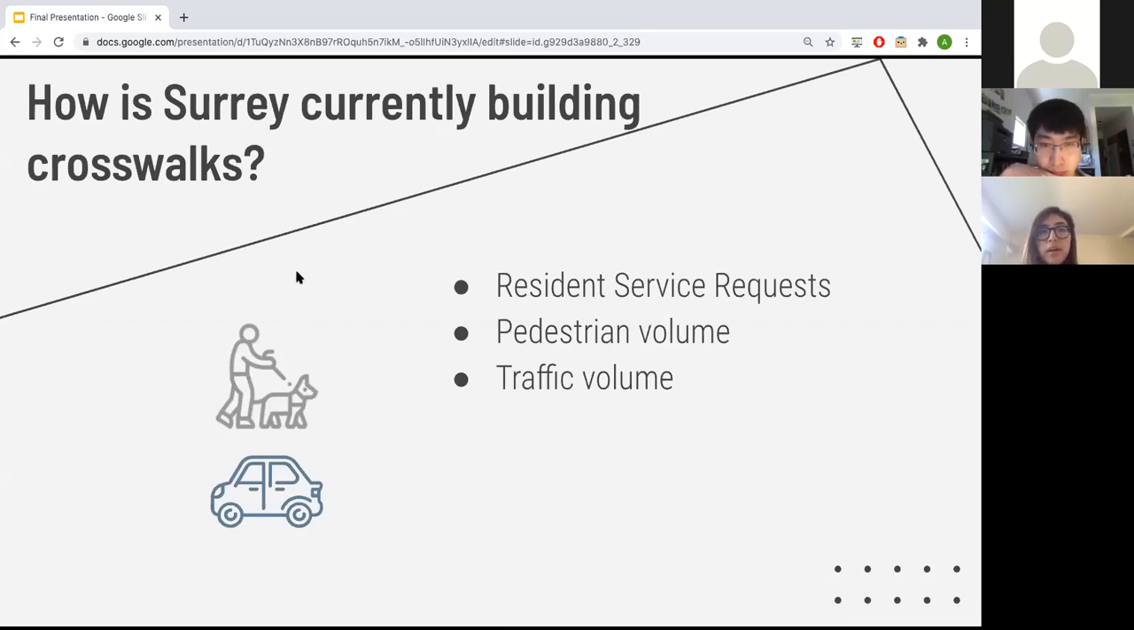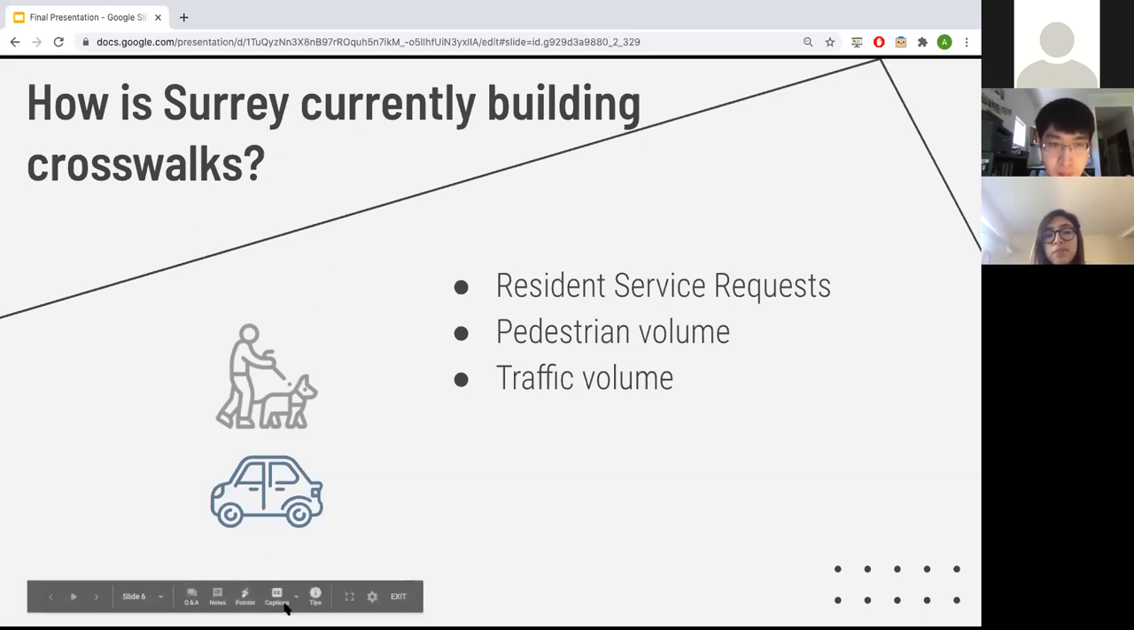Currently, the way the City of Surrey decides to build a crosswalk, there are technical criteria in which pedestrian volume and traffic volume are important considerations, but they also rely on residents submitting service requests. So in this way, they can focus on certain areas depending on these requests.